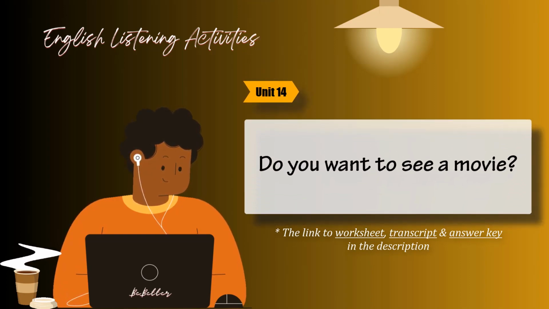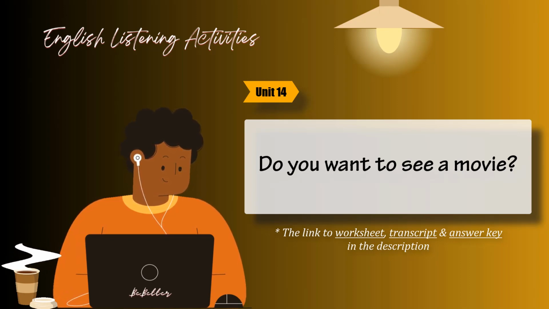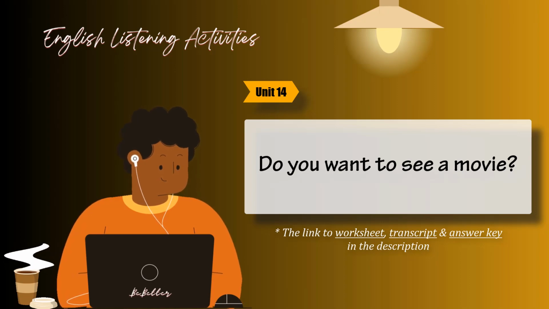Unit 14. Do you want to see a movie? Task 2. Listen. Which are invitations? Circle Y for yes or N for no. Then listen again and check your answers.